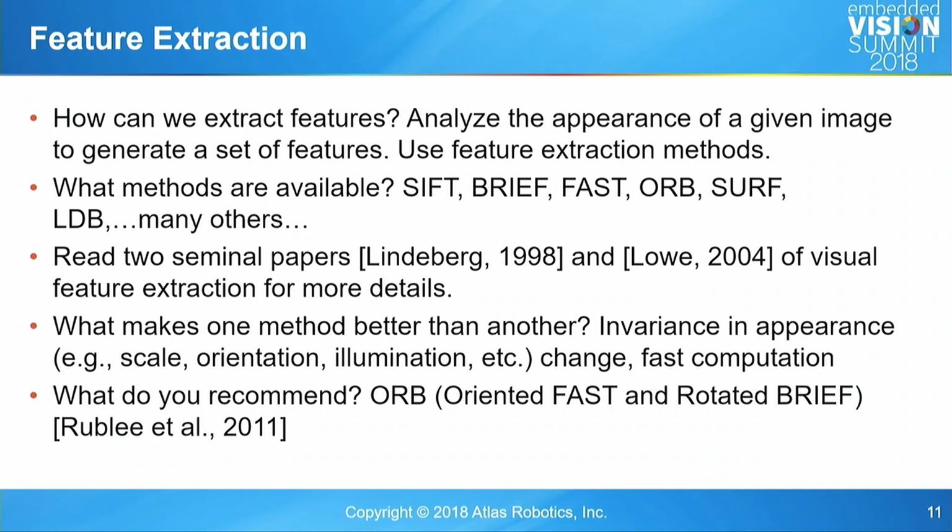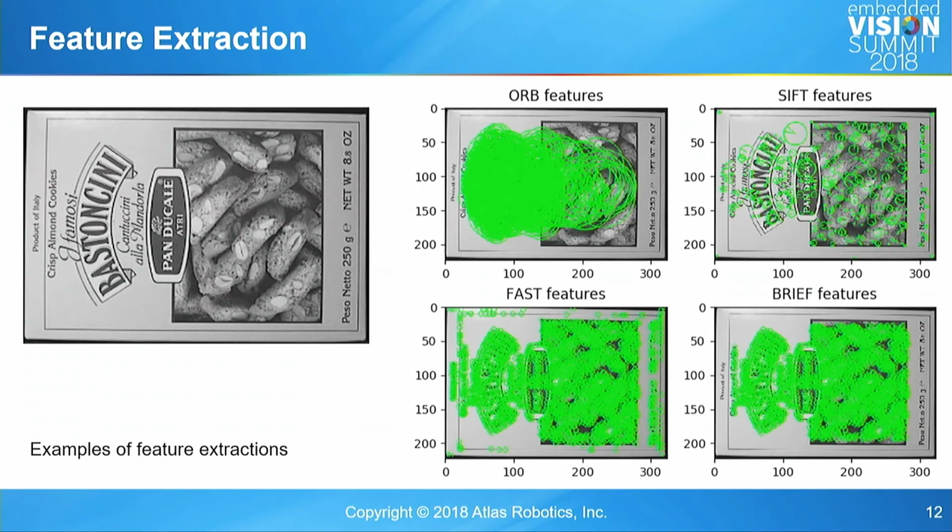Like I said, invariance to appearance changes. Appearance changes based on where you take the picture, and scale, orientation, and illumination will change. So we want invariance to those changes so that we can see the same point from different perspectives. What I recommend is ORB, a good feature representation because it is fast and has decent invariance to appearance changes. So what does it look like?